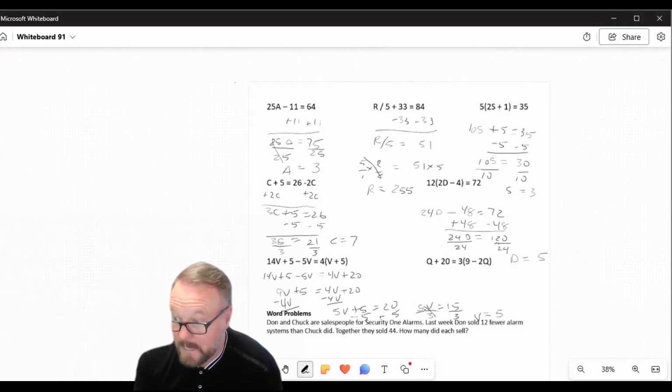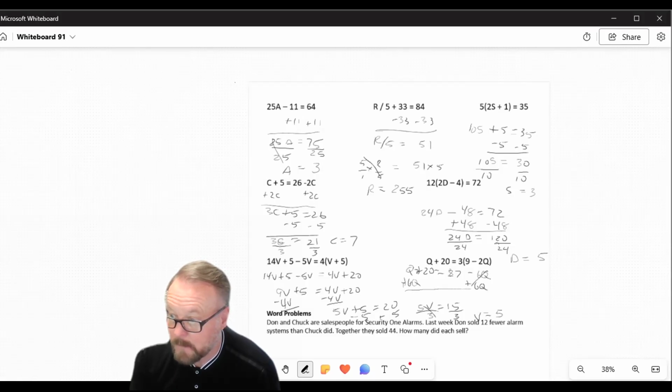All right, and then the last one here, Q10, 20. So I'm going to just rewrite it. Q plus 20 equals 3 times 9. So 3 times 9 is 27 minus 3 times 2 is 6, 6Q. All right, now I want to move the 6Q over. So I'm going to add 6Q to both sides. That crosses out. And that's going to be plus 6Q here.